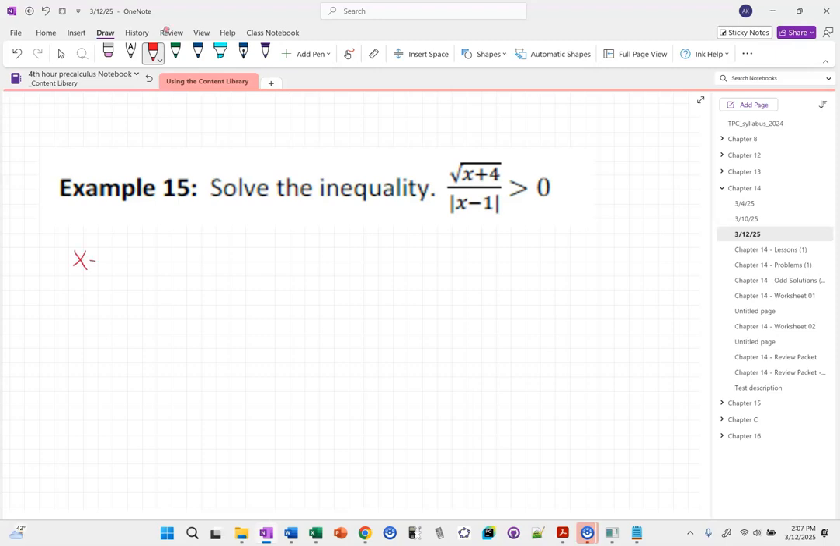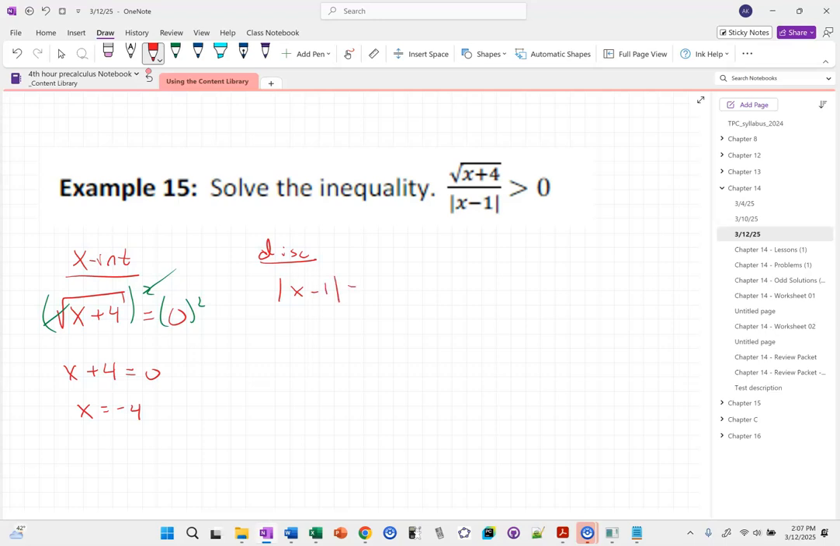So to find the x-intercept, we'll take the numerator and set that equal to 0. Well, to solve for that, we'll square both sides. That'll cancel the square root. And we'll just subtract the 4 over. Everybody good there? Okay. For the discontinuity, that's going to be the denominator equal to 0. Now, who remembers how to solve an absolute value equation?